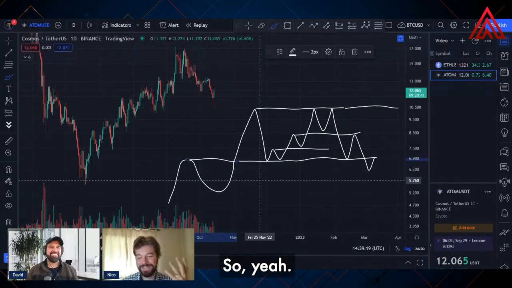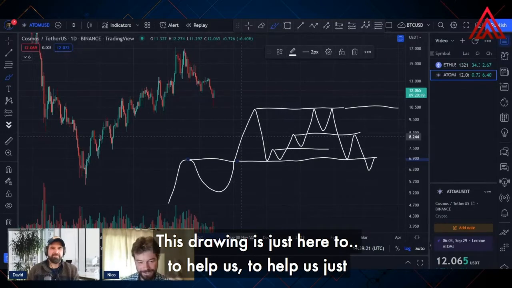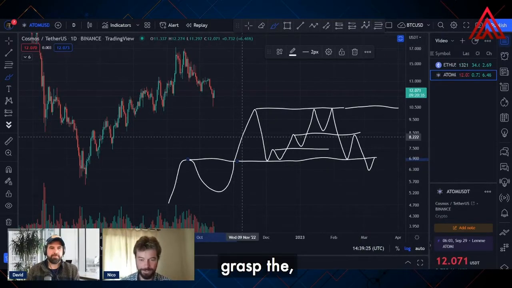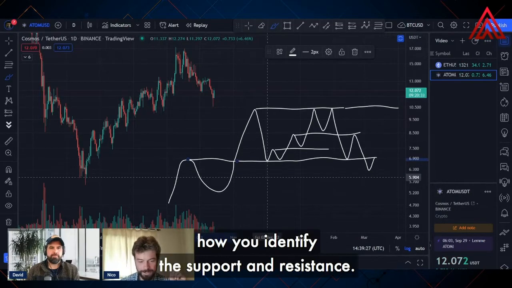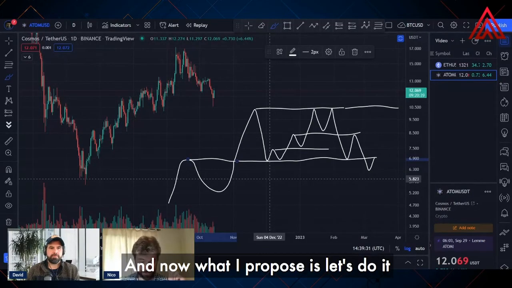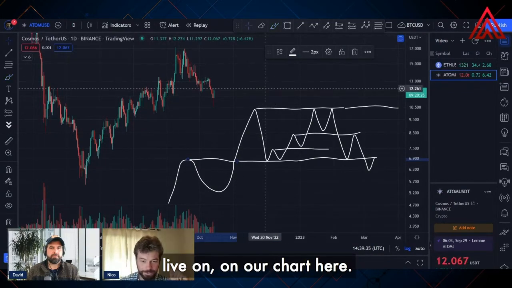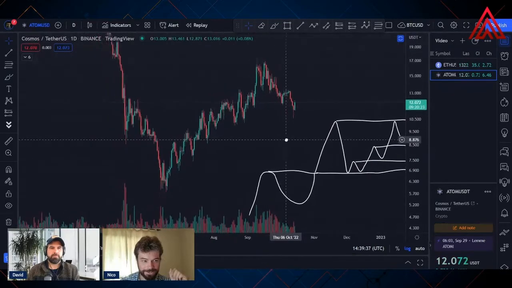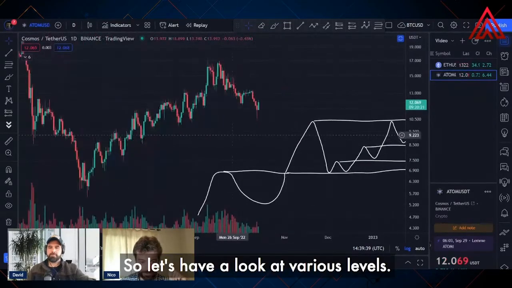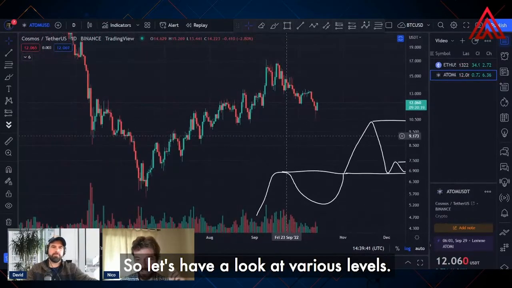So yeah, this drawing is just here to help us grasp how you identify those support and resistance. And now what I propose is let's do it live on our chart here. Okay, so let's have a look at various levels.